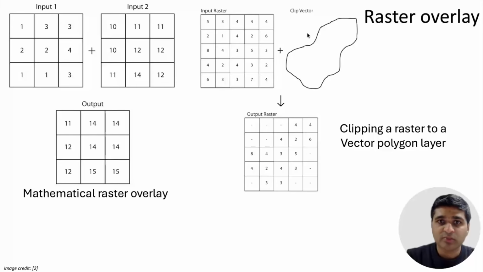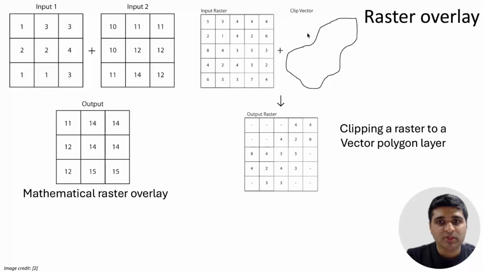Raster overlay is simpler than vector overlay. It works by comparing cells in a raster grid and combining their values one by one across layers. For example, in a mathematical overlay, we can add the values of matching cells from one raster to another to see combined results, like total rainfall from two time periods. Raster overlay can also use logical rules to highlight specific conditions, such as areas meeting certain thresholds.